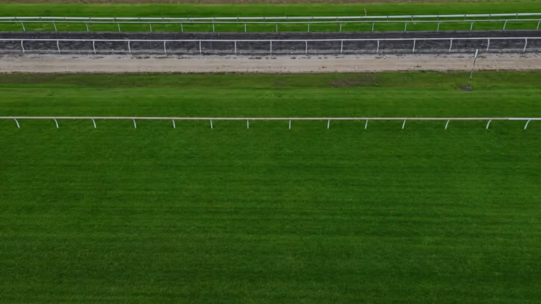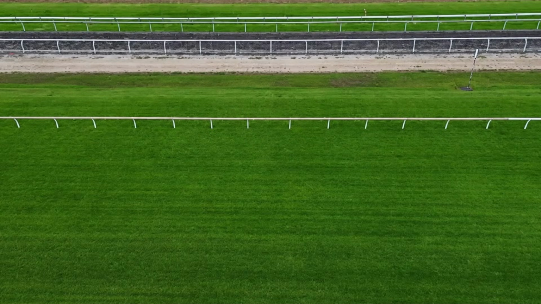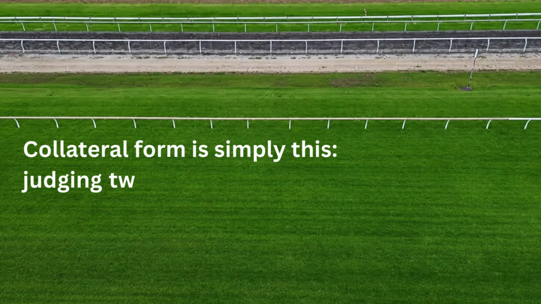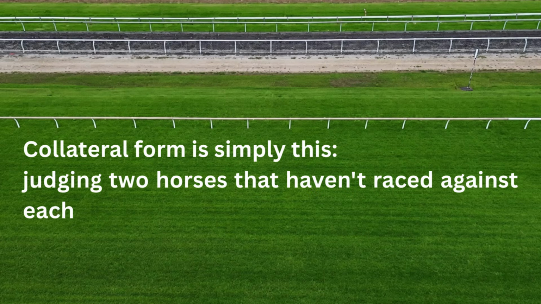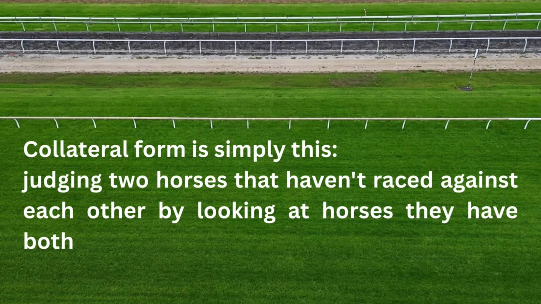Let's start off with what is collateral form, the plain English definition, because the phrase collateral form sounds more complicated than it actually is. Collateral form is simply this: judging two horses that haven't raced against each other by looking at horses they've both raced against.